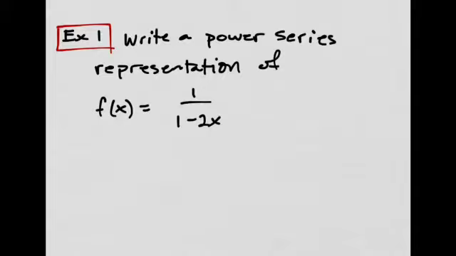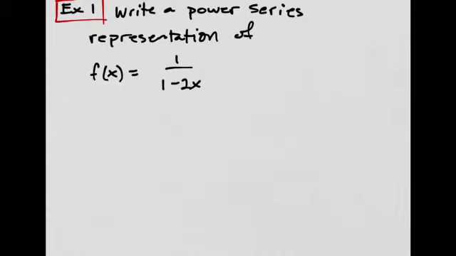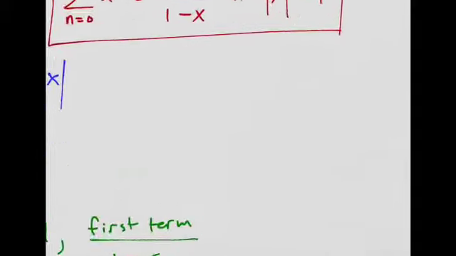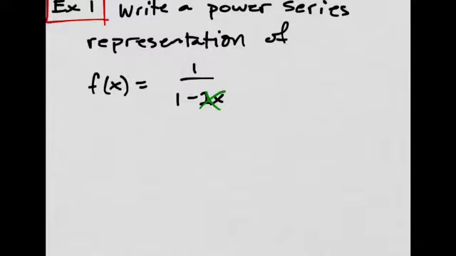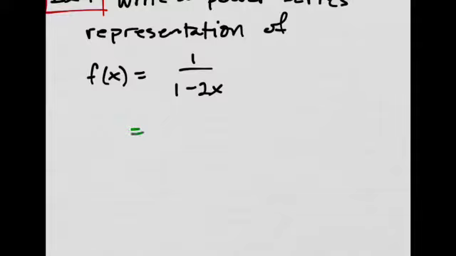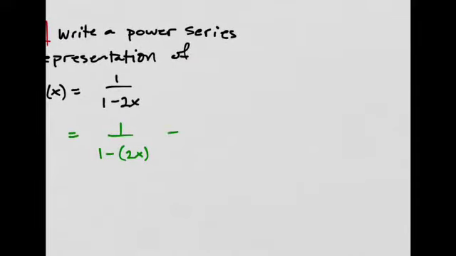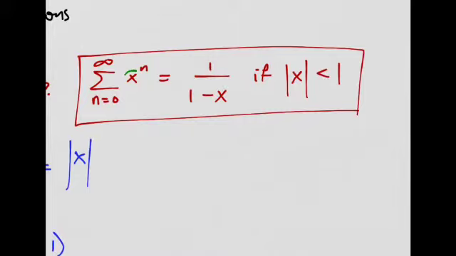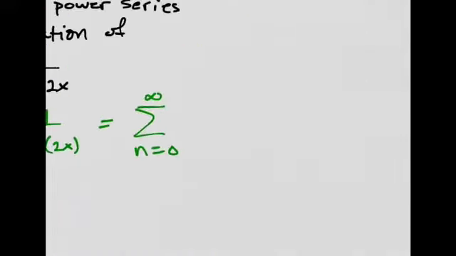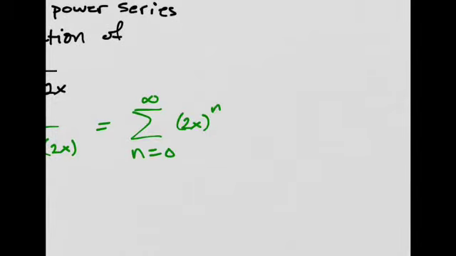So here's what we're going to do. In your assignment, it says something a tiny bit different, but it's still fairly easy to understand. So write a power series representation of this function, f of x equals 1 over 1 minus 2x. This is actually going to be very, very easy. This is almost the same form, right? Instead of an x here, we have a 2x. So this is the same thing as 1 over 1 minus 2x. I'm just going to put it in parentheses. So really, this is the same thing as the sum from n equals 0 to infinity of, instead of an x here, we have a 2x. That's it. So we have 2x raised to the n power.